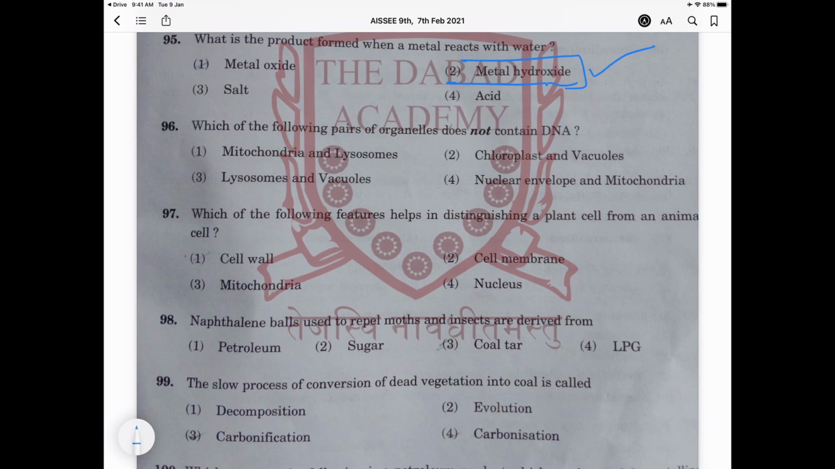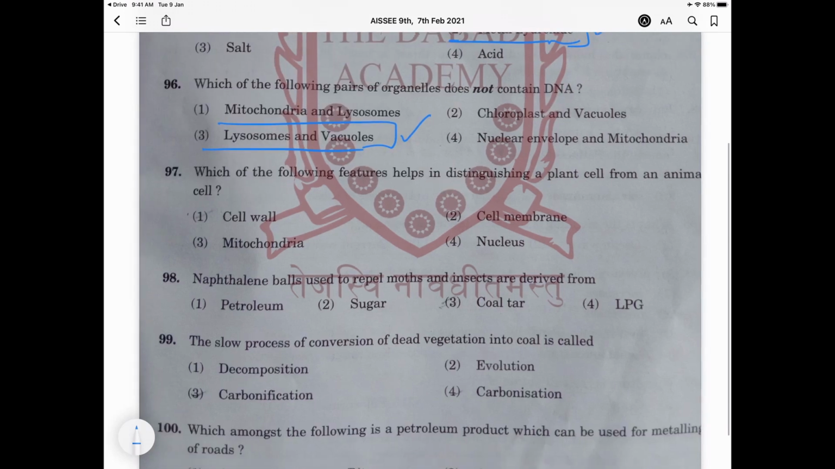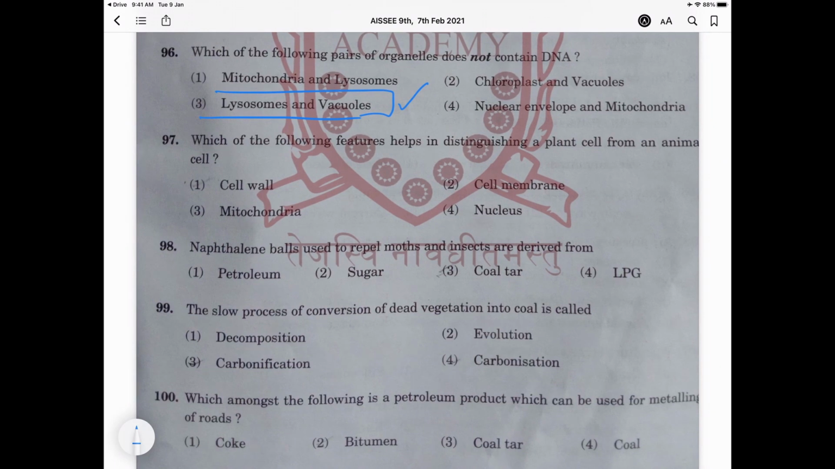In question number 96, which of the following pairs of organelles does not contain DNA? And the correct answer is option number 3, lysosomes and vacuoles. They do not contain DNA. In question number 97, which of the following features helps in distinguishing a plant cell from an animal cell? It's a very popular question actually. It comes up every time. And the difference is the absence of a cell wall in animal cells.